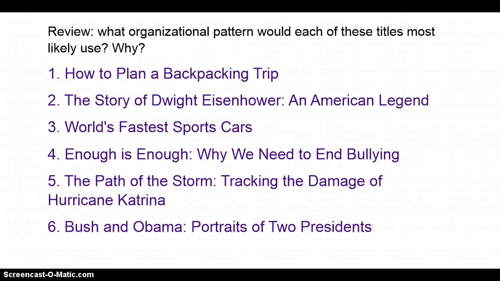So to start things off, we're actually going to do a little bit of review. What you have in front of you is a list of 6 titles of different texts, and your goal is to match each of those 6 titles with one of the organizational patterns that we've been going over the last couple of weeks, and you have a foldable on them.